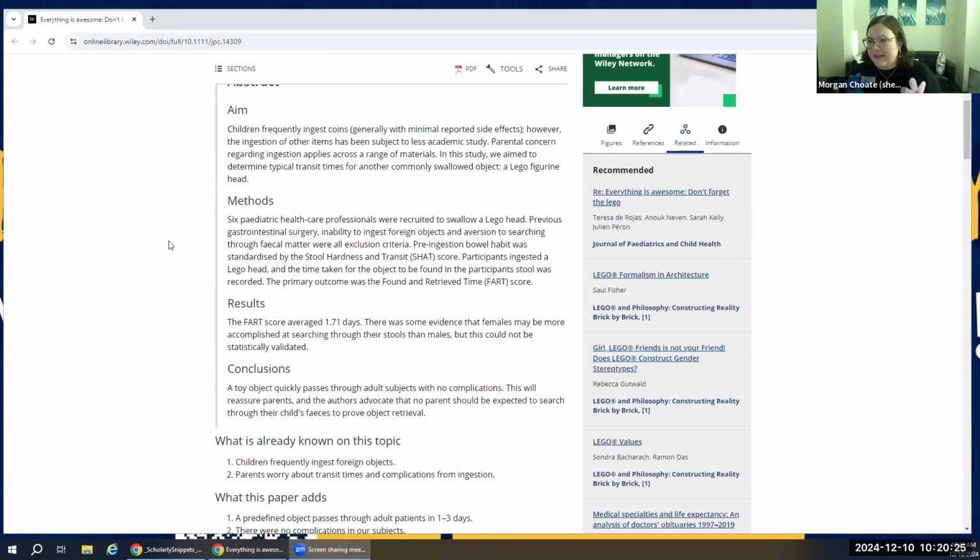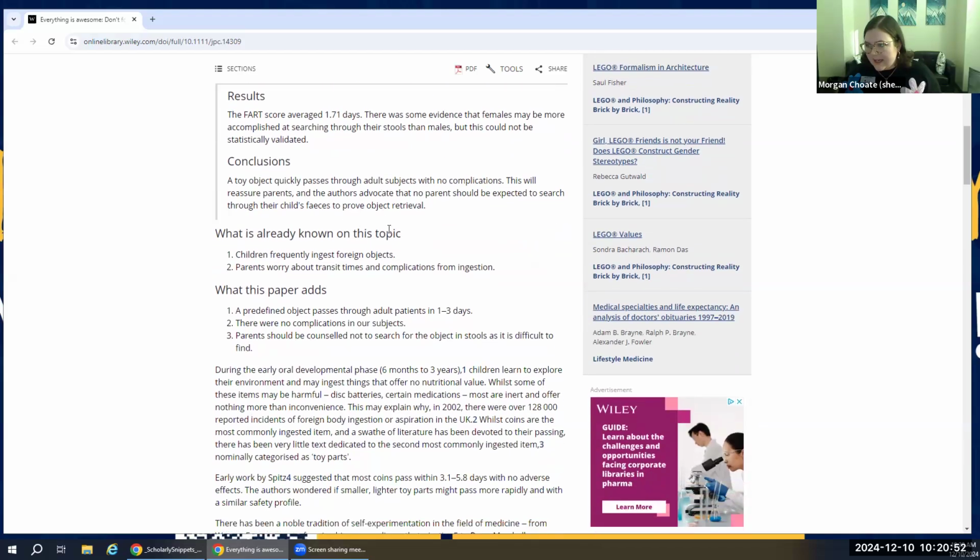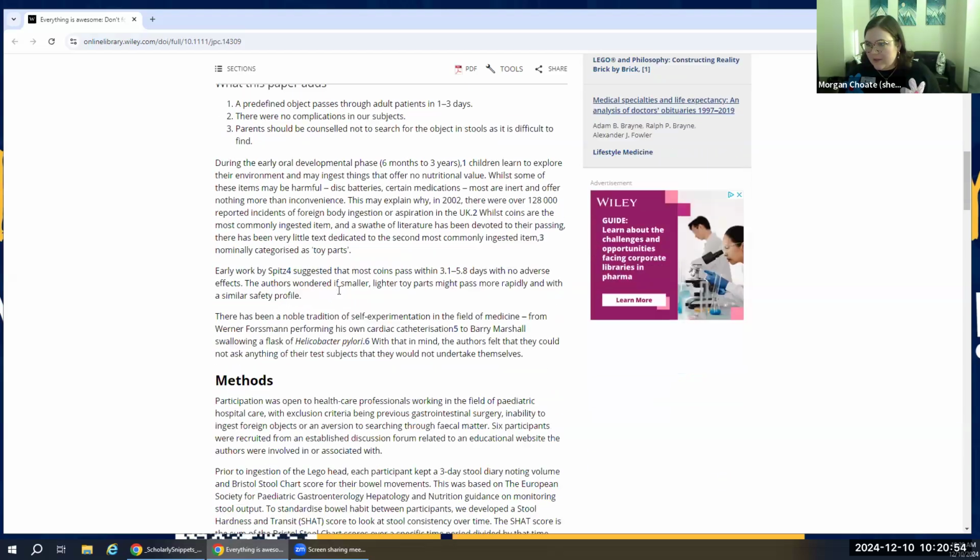And you'll notice in the methods section that they say here 6 pediatric healthcare professionals were recruited to swallow a Lego head. They were excluded if they had previous gastrointestinal surgery, an inability to ingest foreign objects, or an aversion to searching through fecal matter. But overall, any pediatric healthcare professionals were allowed in. Of those 6, let me go down to this methods.